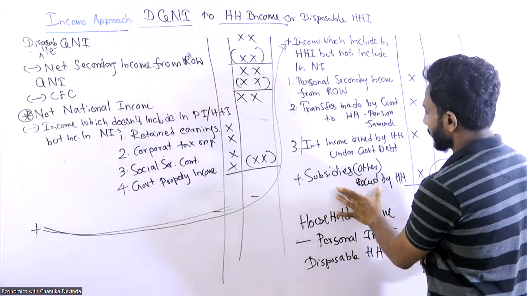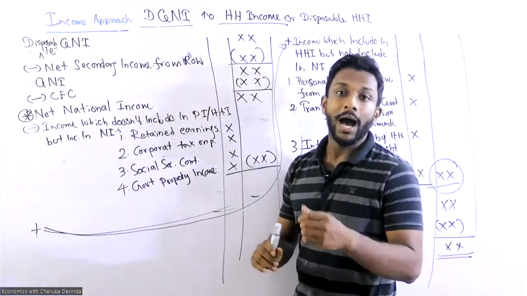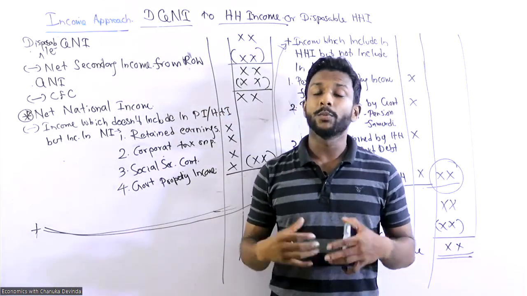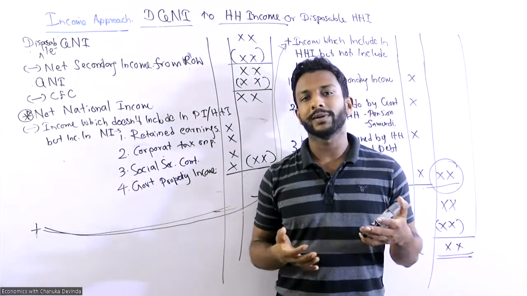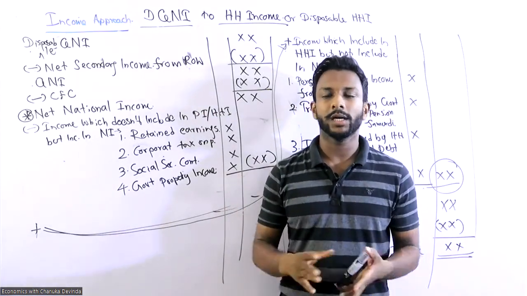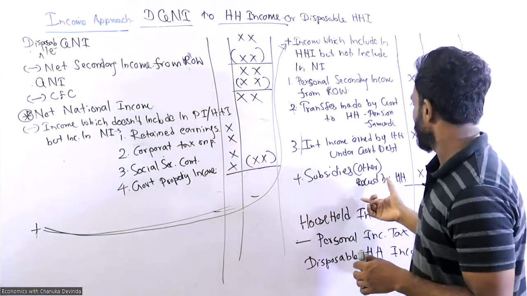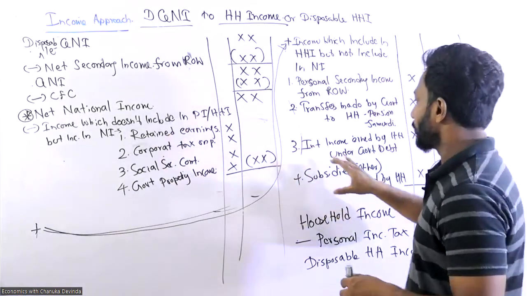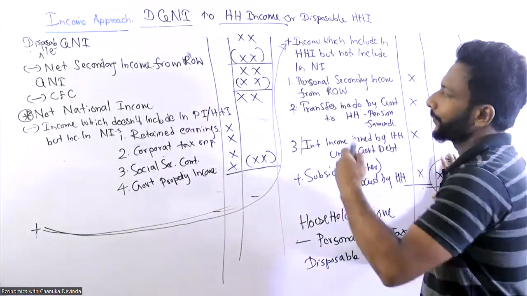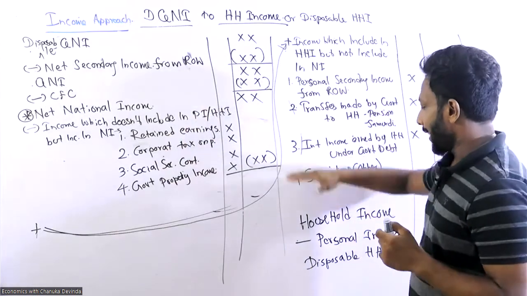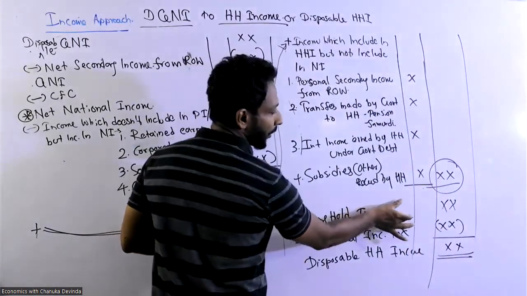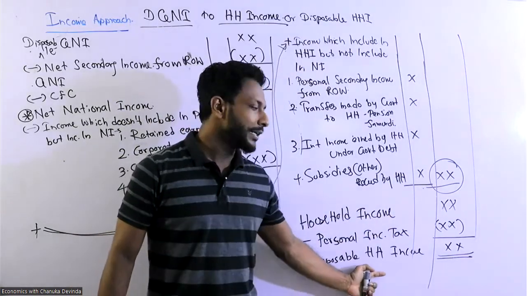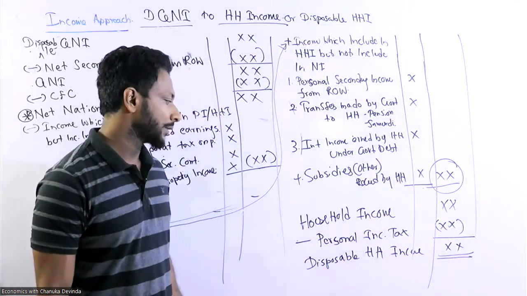And next one, other subsidies received by household. That means if there are more subsidies, such as subsidies received for natural disaster or whatever the situation, right? It should also be added, right? Then all these four will be removed and all these four will be added back to the national income. And then finally you can take household income. By removing personal income tax from the household income, it will remain disposable household income, right?